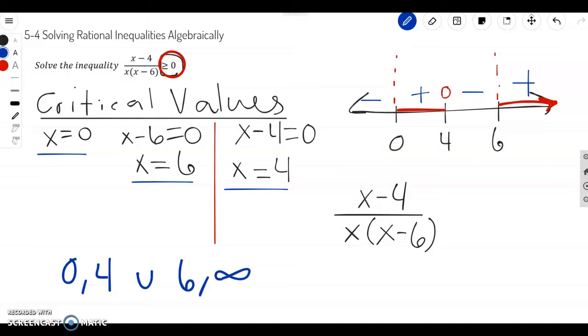So we need to determine where we are going to have parentheses and where we are going to have brackets. An infinity is always a parentheses. Because 0 and 6 come from the denominator's critical values, those are also going to be parentheses. Then 4 is the only one that has an option to be a parentheses or a bracket. In this case, because we are looking for a greater than or equal to, and 4 equals 0, we are going to use a bracket. And so this is our answer for this particular problem.